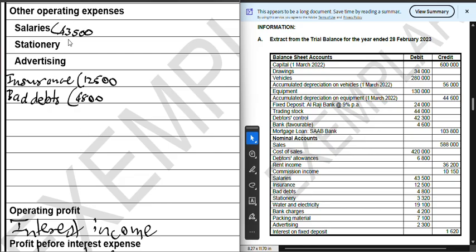Oh, look at that. Stationery was written for us there. We open a bracket, we transfer stationery. That's 3,320. And then we'll go to water and electricity. It was not written for us, so we're going to simply write it here. Water and electricity. So we open a bracket here. And how much is the amount for water and electricity? That is 19,100.